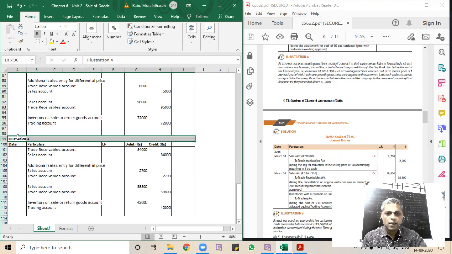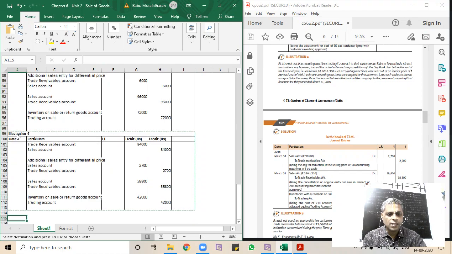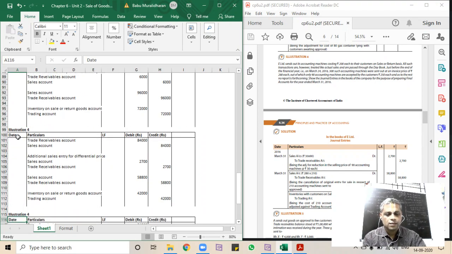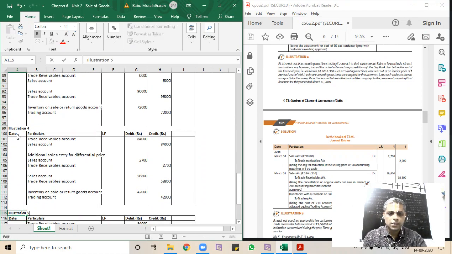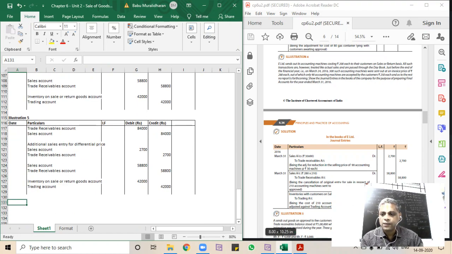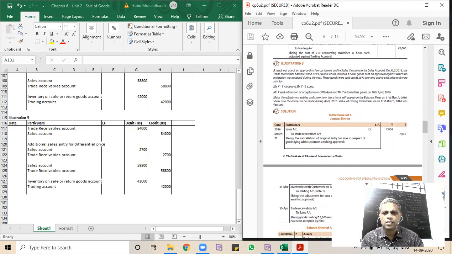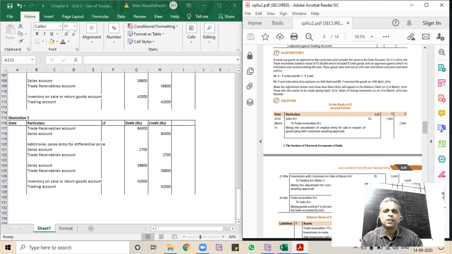This, I think, contains the better example. Let's see what is there in illustration 5. Now let's see what we have in illustration 4. 3 and 4 are easy, right? It's quite normal entries that we are crossing. Just in case you have doubt, please reach out to me.